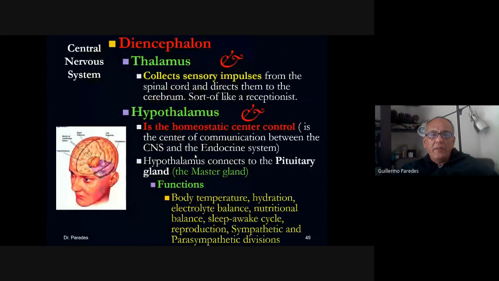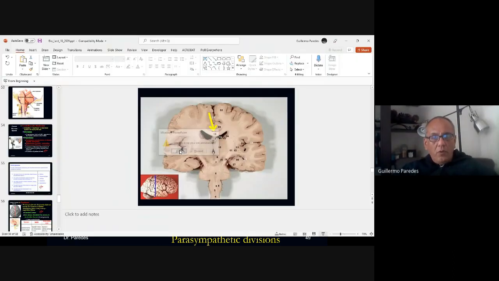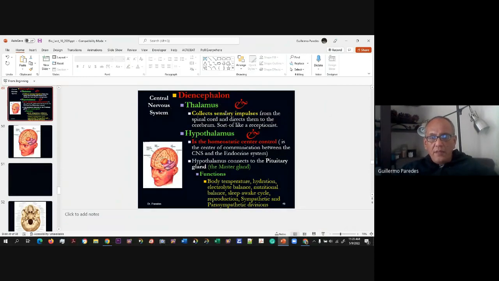Okay, but all this is just to talk about the diencephalon. And talking about diencephalon, you want a break or you want to continue? Can we continue? Continue, excellent. Okay. So here we have the diencephalon.